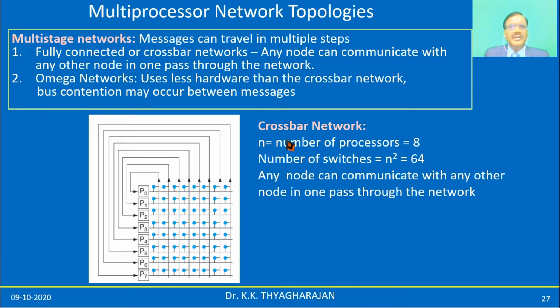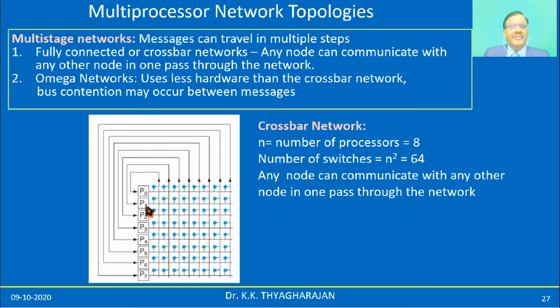So this is the crossbar network. Here I have taken 8 processors named P0, P1 up to P7, and to connect these processors fully from one to another, you need 64 switches arranged in rows and columns like this. Now, in this case, any node can communicate with any other node in one pass through the network.